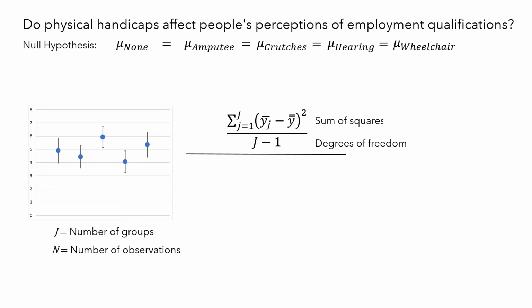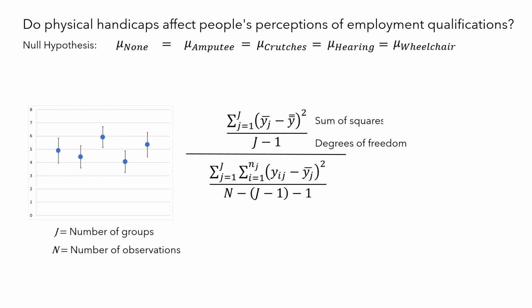Next, for the denominator, we'll start by taking the sample mean for each group, which we'll write as y bar sub j, and then take the observed values in the group, which we'll write as y sub ij, and subtract. Then we'll square these differences and add them up within the group, and then add up these sums across all of the groups. Then we'll divide by, well, not quite N minus 1.